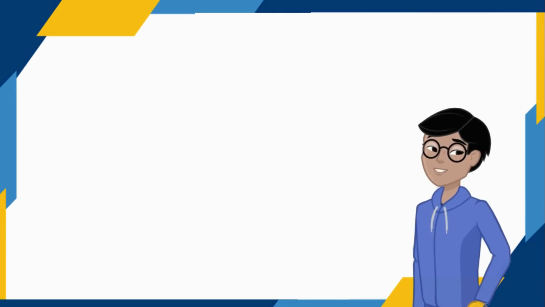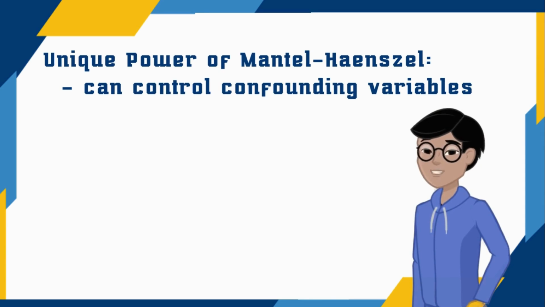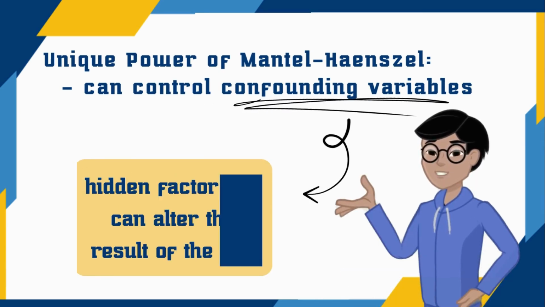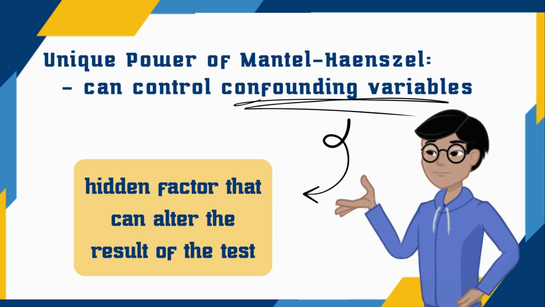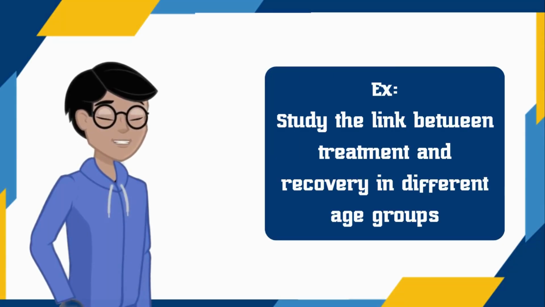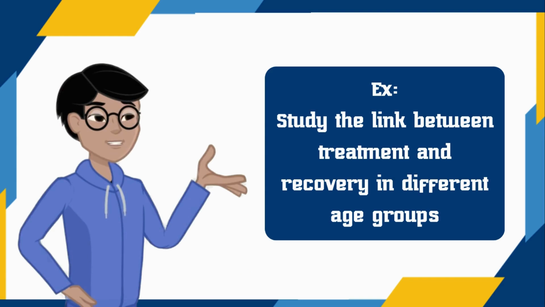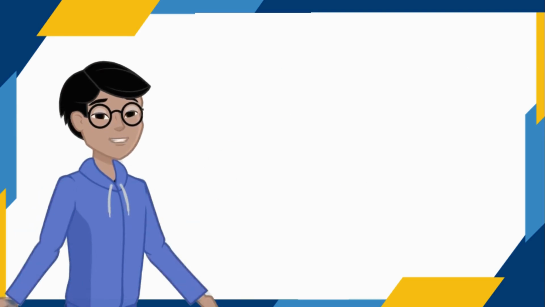What sets the Mantel Haenszel Test apart is its ability to control for confounding variables, those hidden factors that can sneak in and cloud the true relationship between the variables you're actually interested in. For example, if you're studying the link between a treatment and recovery, but different age groups respond differently, age becomes a potential confounder. This test helps you factor that in.